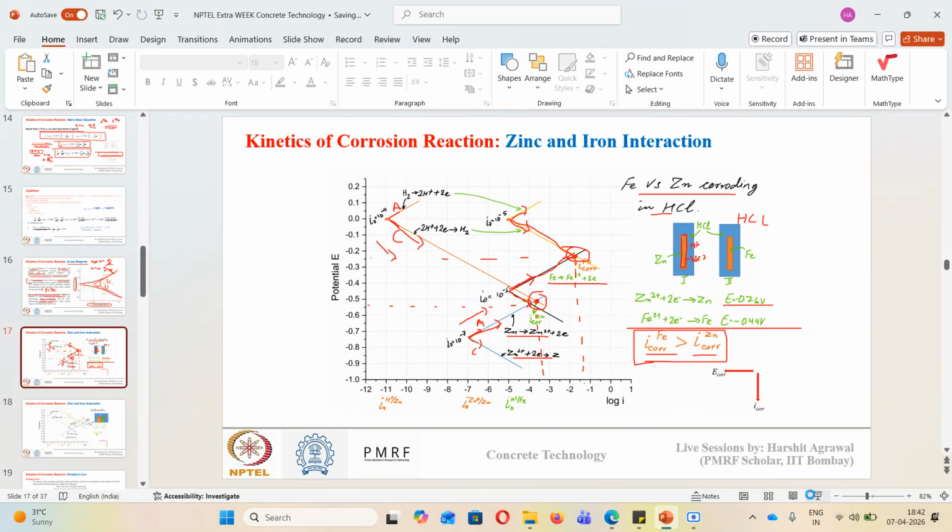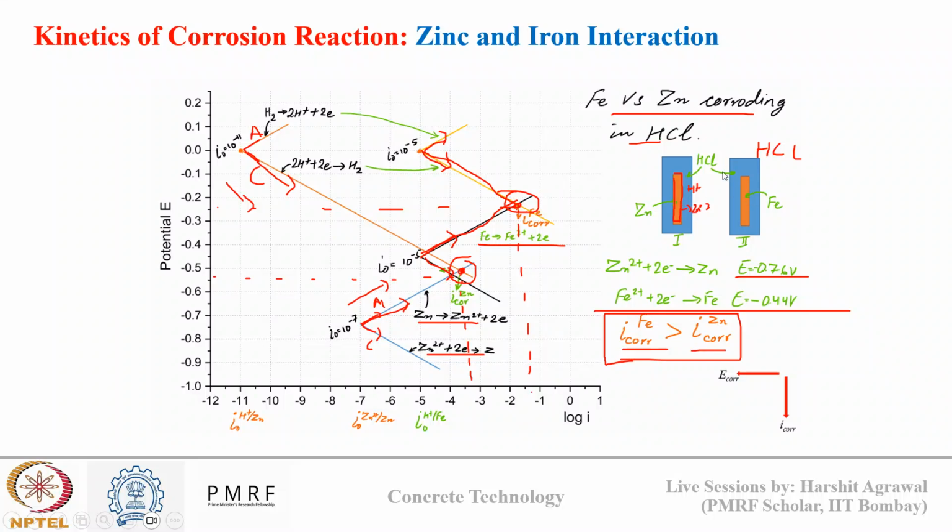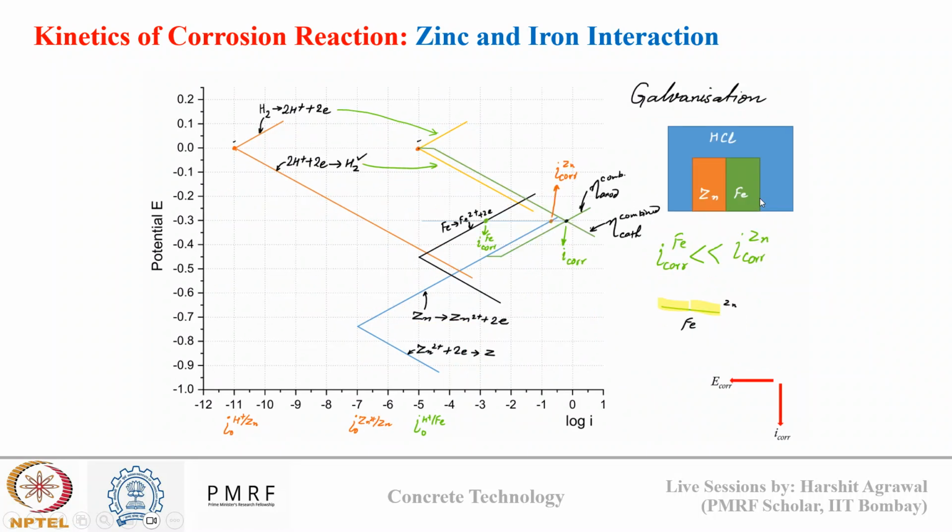Now, this was when zinc and iron are present in the acidic medium but separate from each other, not connected. However, if we connect zinc and iron together like it is shown here, so zinc and iron are connected side by side and then we immerse them in an acidic medium, what will happen? The four lines that we saw remain the same. However, now we will have a net anodic reaction and a net cathodic reaction.